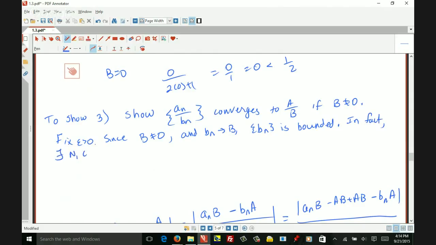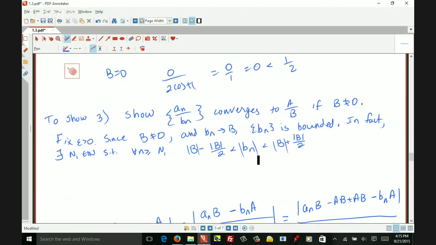I know there has to be an n1 in the natural such that for all n greater than or equal to n1, b sub n minus b has to be, well, I'm going to do it this way. B minus the absolute value of b over 2 is less than b sub n is less than b plus absolute value of b over 2. Remember the book used that b over 2? I needed an absolute value, so I'll just do it that way.